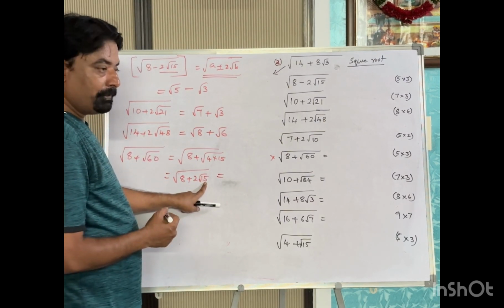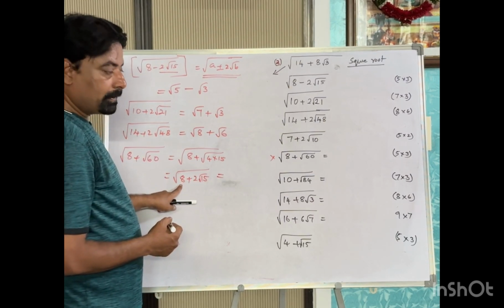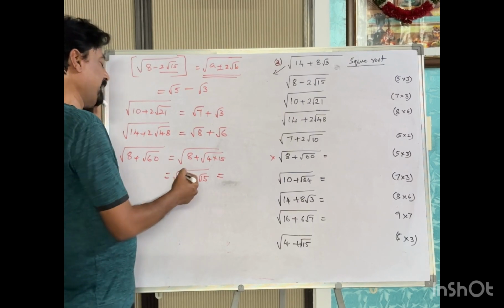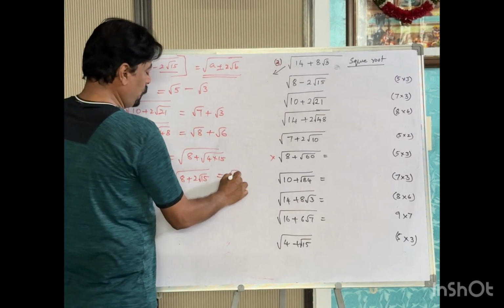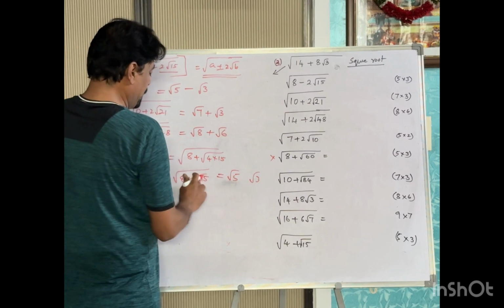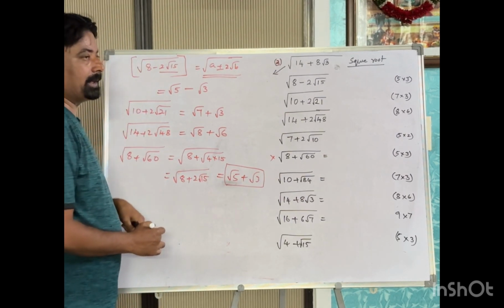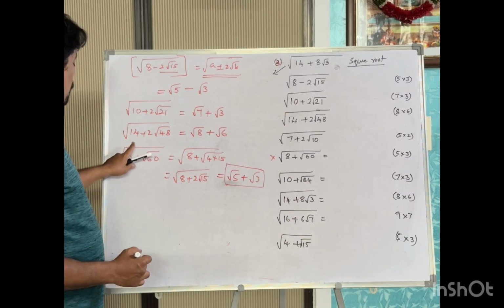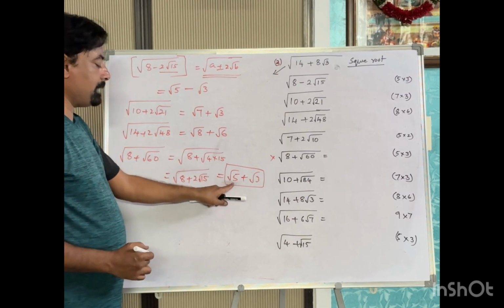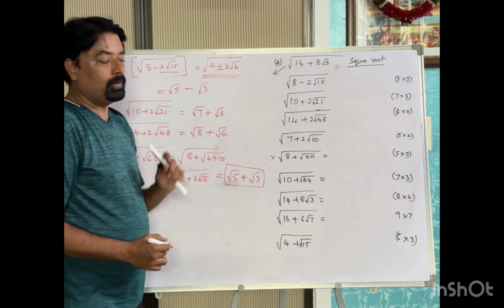You want to split 15, if you add, you want to get 8. So the 15 is 5 3s are 15. The answer is root 5 and root 3. Here plus is there. You want to write. This is the answer for the given question. 8 plus root 60. And the square root of 8 plus root 60 is root 5 plus root 3.